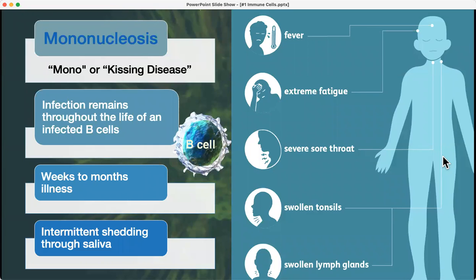So mono is that kissing disease, extremely infectious. Sadly, it remains in these B cells for the whole life of the B cells, and they live for weeks to months. These are the inactivated B cells. So they get intermittent shedding of their virus through saliva. That's why it's called the kissing disease.